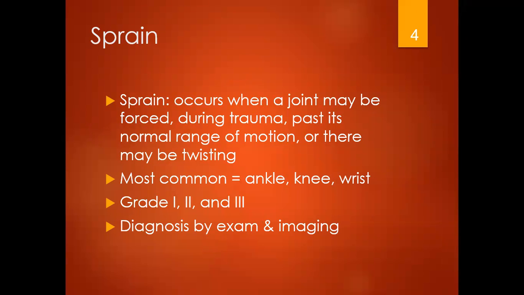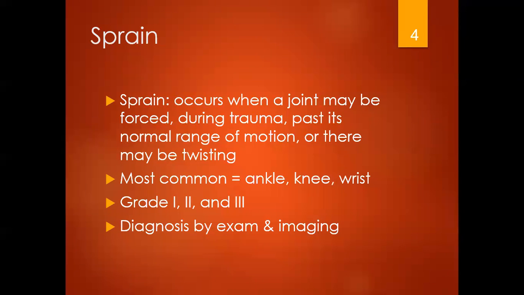Sprain. So what is a sprain? Well, we know that a sprain occurs when a joint may be forced during trauma past its normal range of motion. There may also be some twisting inside of that joint that causes some trauma, right? It is a partial or complete tearing of the ligaments that hold your bones together in that joint. So there's many different ways to cause it.